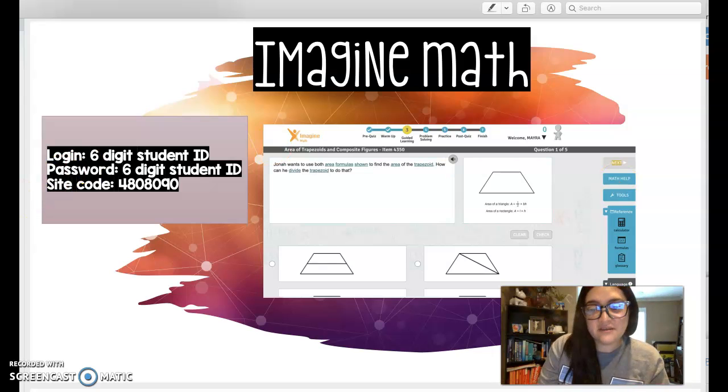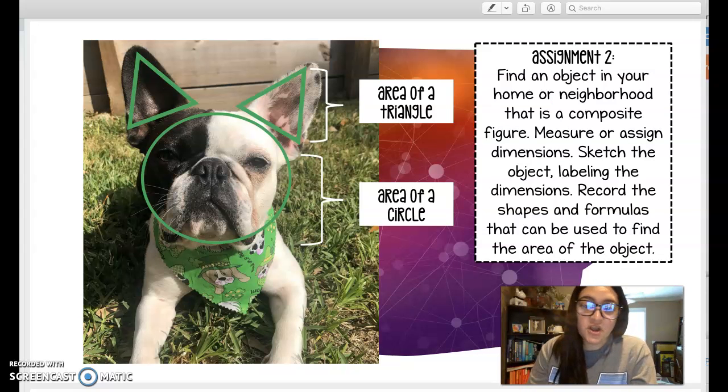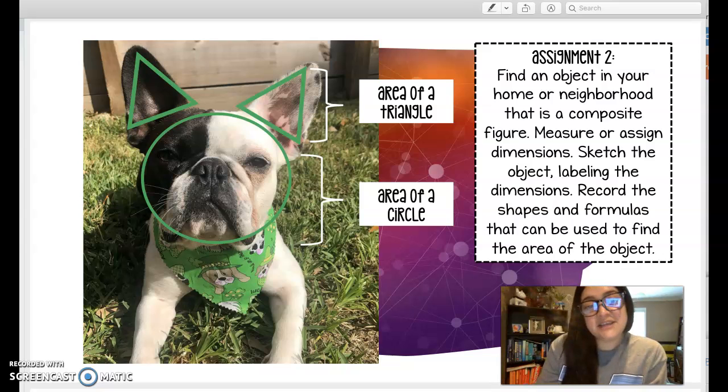After you've completed Imagine Math, the other assignment that I have for you guys is to find an object in your home or nearby that is a composite figure. You're going to measure or assign dimensions to the shapes, and you can take a picture of the object, or you can draw a picture. You're going to label the dimensions like I did here. I didn't label the dimensions.